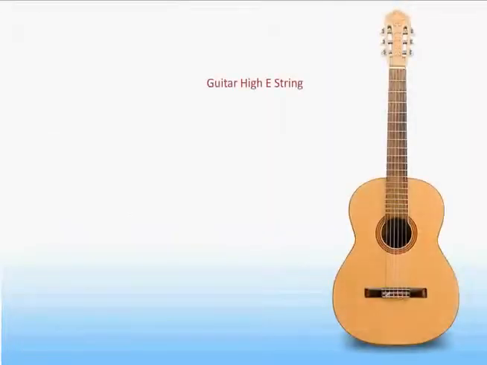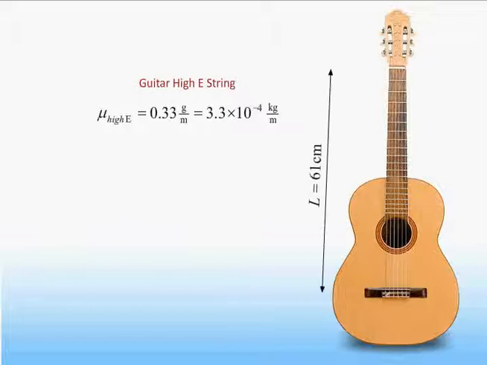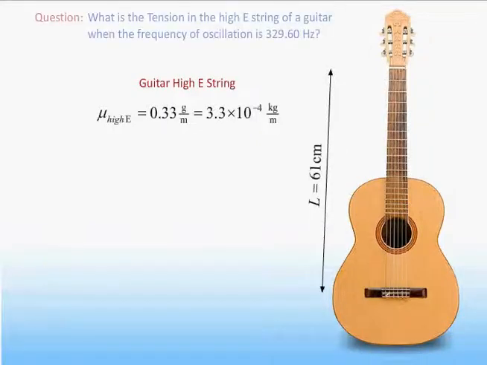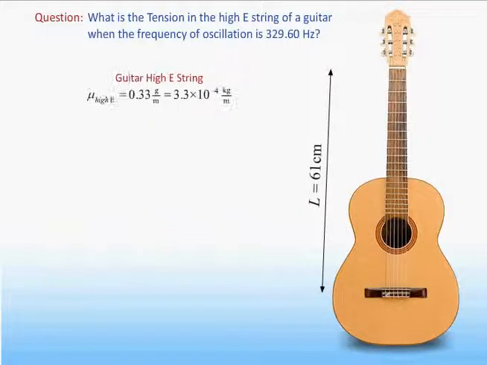The high E string on a typical guitar is usually made from 10-gauge wire, which has a mass per unit length of about 1/3 of a gram per meter. Suppose the distance between the bridge and the nut of your guitar, in other words, the length of the string between the fixed endpoints, is 61 centimeters. We'd like to determine the tension in this string when the frequency of oscillation is 329.6 hertz. How do we go about making this calculation?